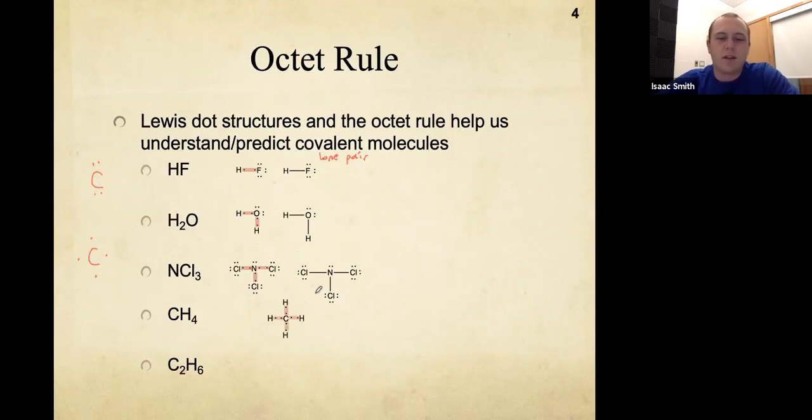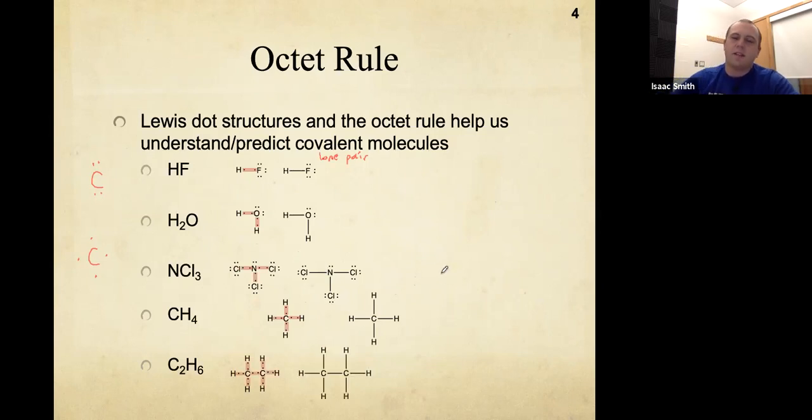Hydrogen, each one has 1. You're going to do the sharing of all those electrons, and that's your Lewis structure with no lone pairs on any of these. All right, and then here's just C2H6. Again, lots of connections, and you get the Lewis structures here. Okay.